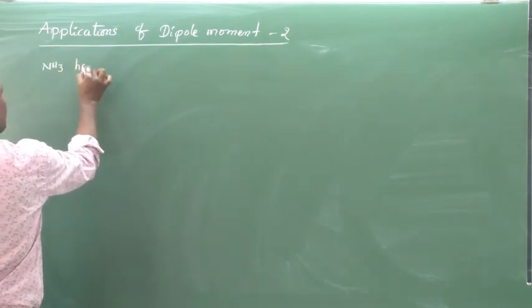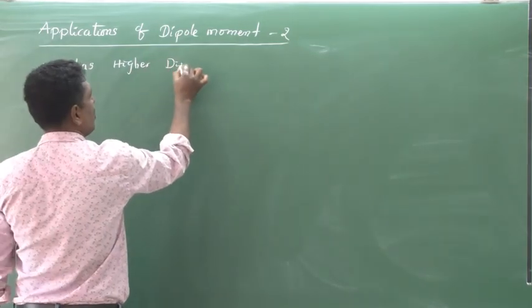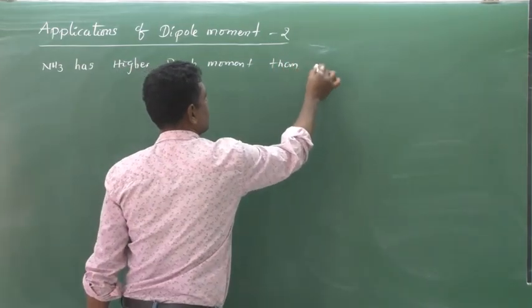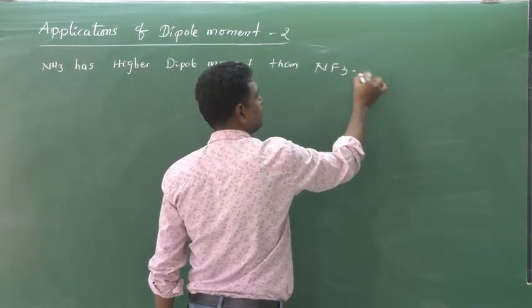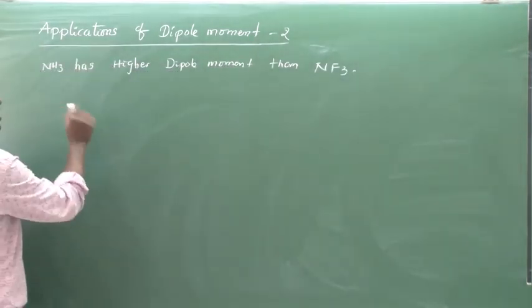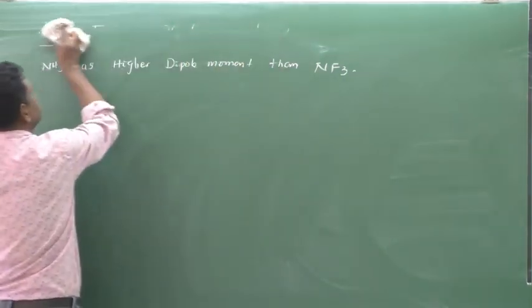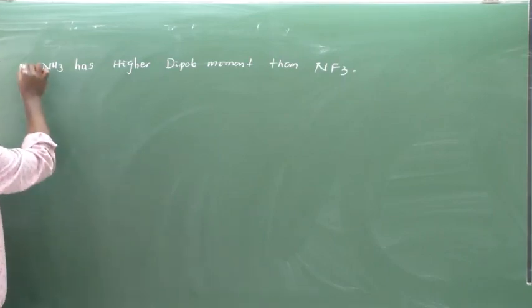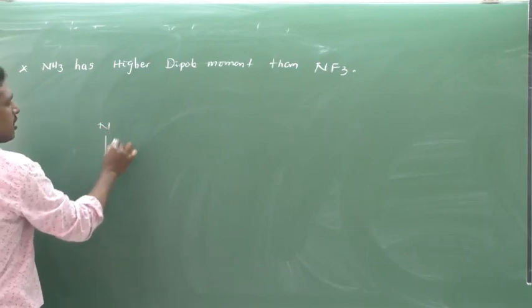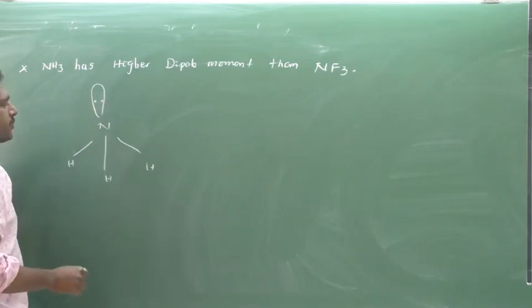NH3 has higher dipole moment than NF3. So this is NH3 has higher dipole moment than NF3. Why? Here this is the question. NH3 has higher dipole moment. When you observe the structure of NH3, this is the structure of NH3.